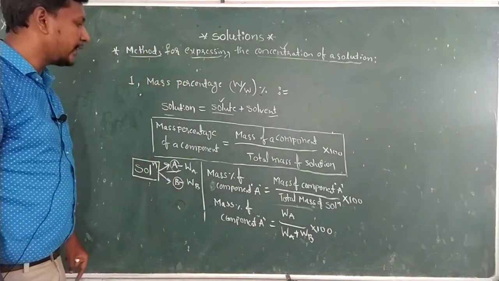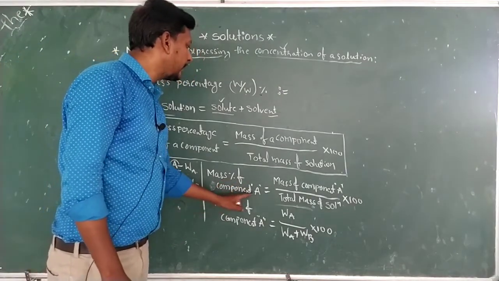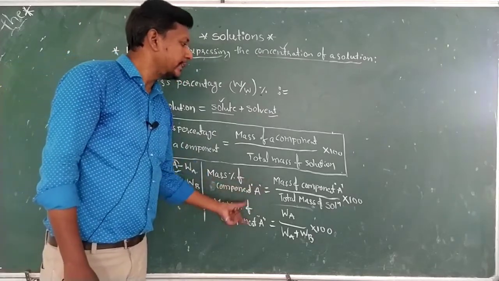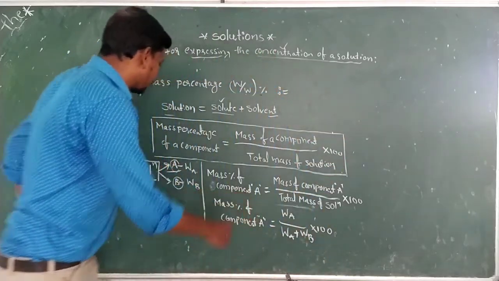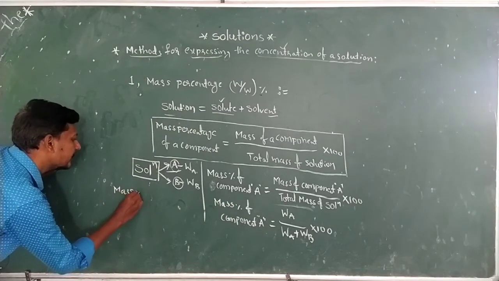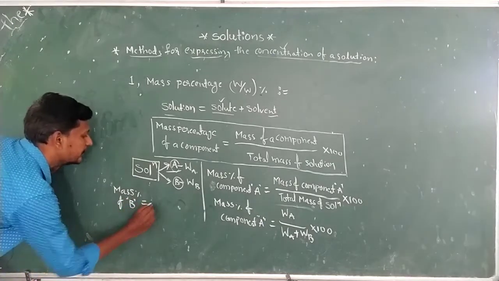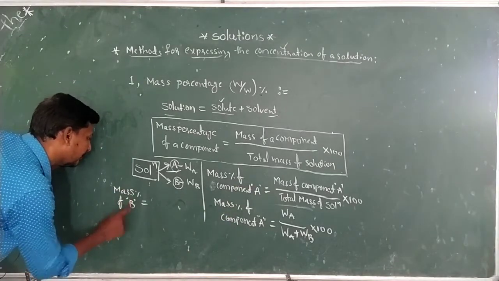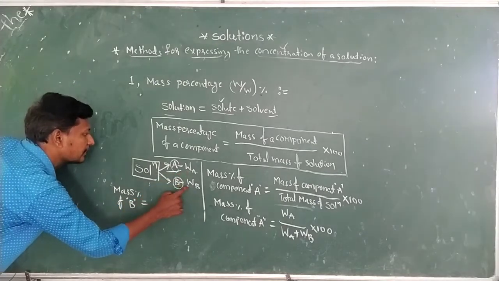Now the mass of the B component. At that time we can take the mass percentage of component A, replace it with B, and write down the same equation. Okay? Right. Look here, I am completing that one also. Mass percentage of B component is equal to what? Is equal to mass of component B, mass of component B.